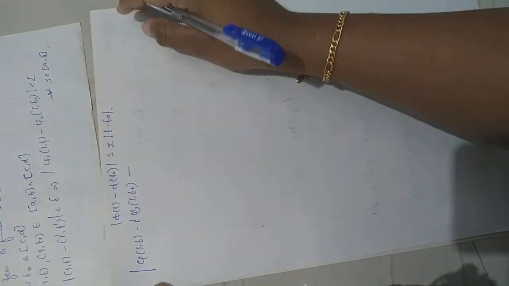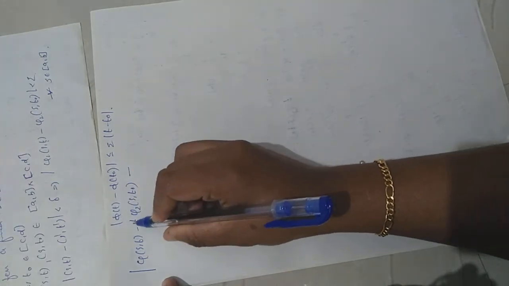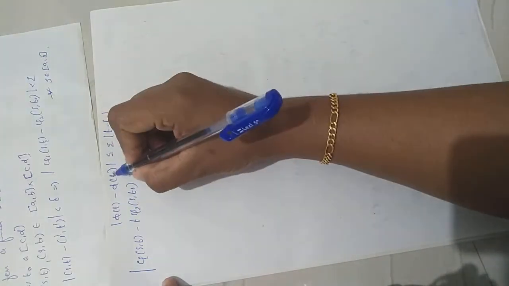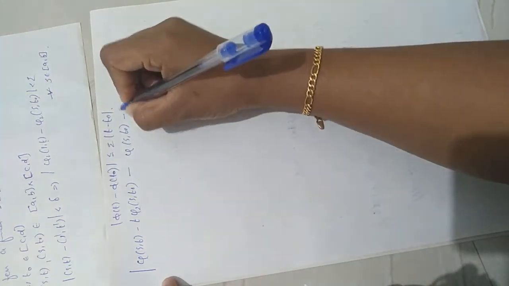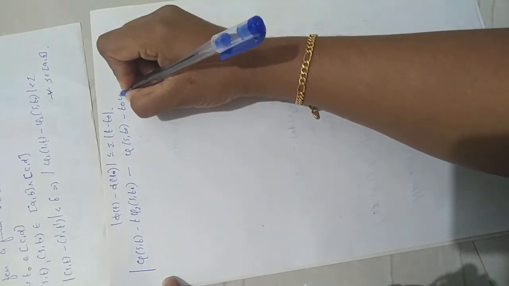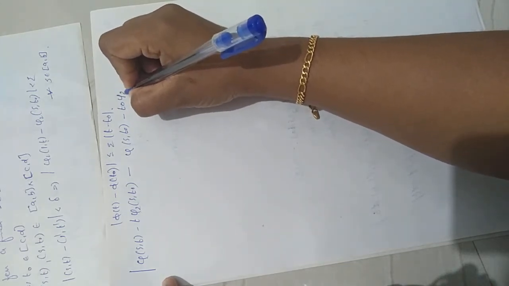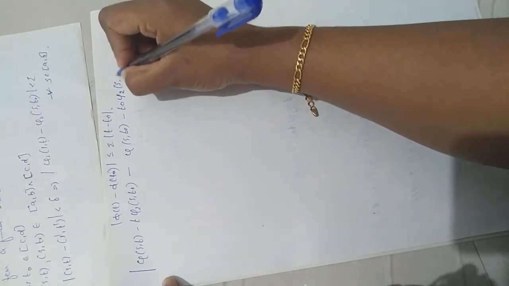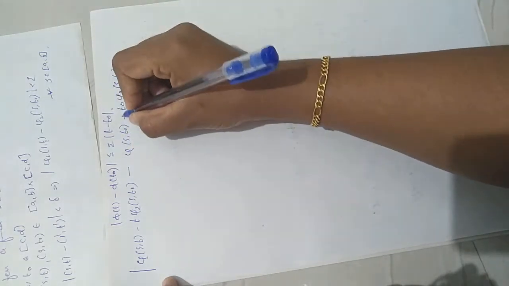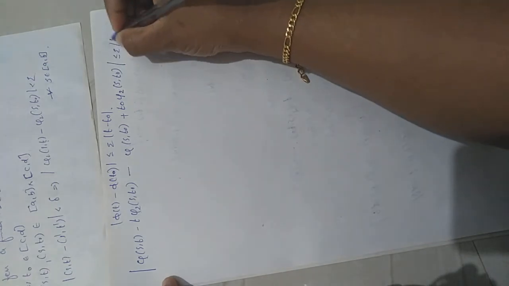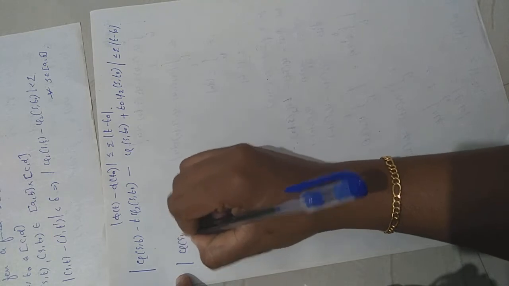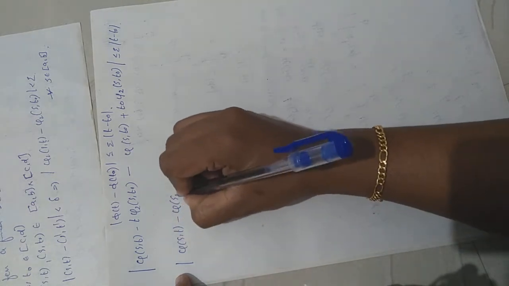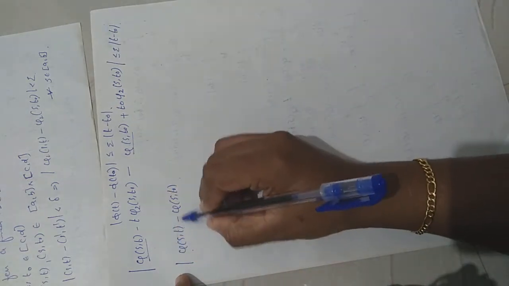So instead of phi of t we replace psi of (s,t) minus t into psi 2 of (s,t naught), minus again phi of t naught, which will be psi of (s,t naught) minus t naught into psi 2 of (s,t naught) again. So this minus of minus will be plus here, less than or equal to epsilon into mod t minus t naught. So this will be psi(s,t) minus psi of (s,t naught).